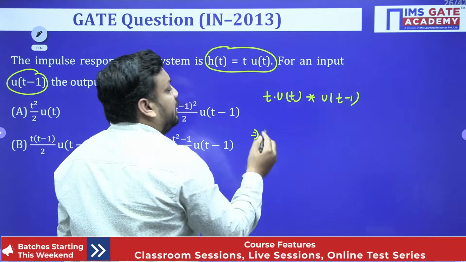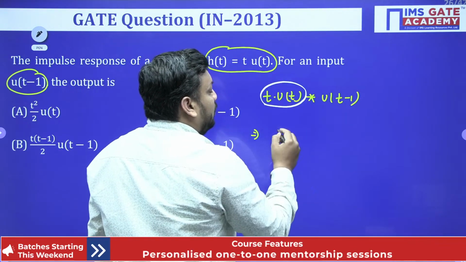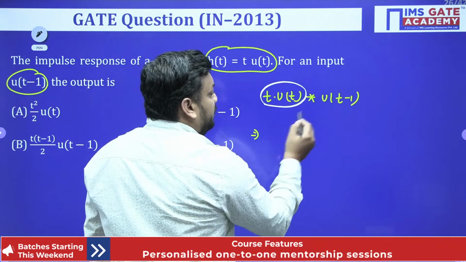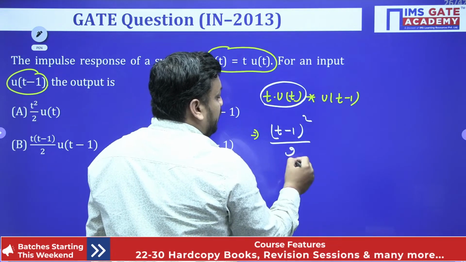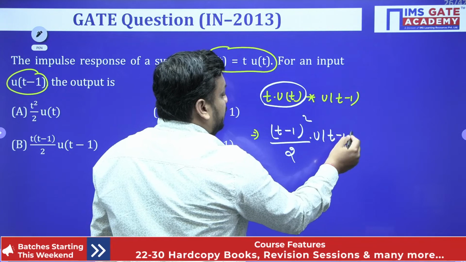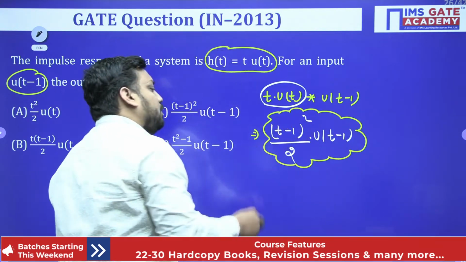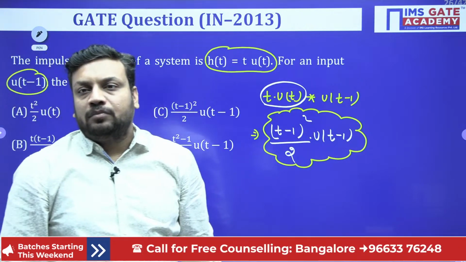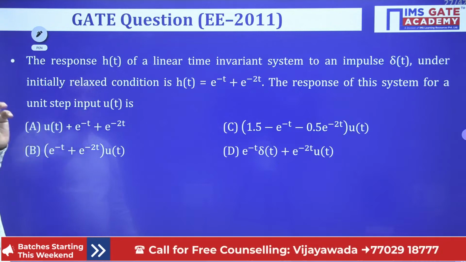So ultimately, when you convolve the ramp signal with the step signal, you will get parabolic nature, but the shifting property is there. So ultimately it will be (t minus 1) whole square by 2 times u of t minus 1. I hope this part is crystal clear to you. Shall we go for the next? Okay.